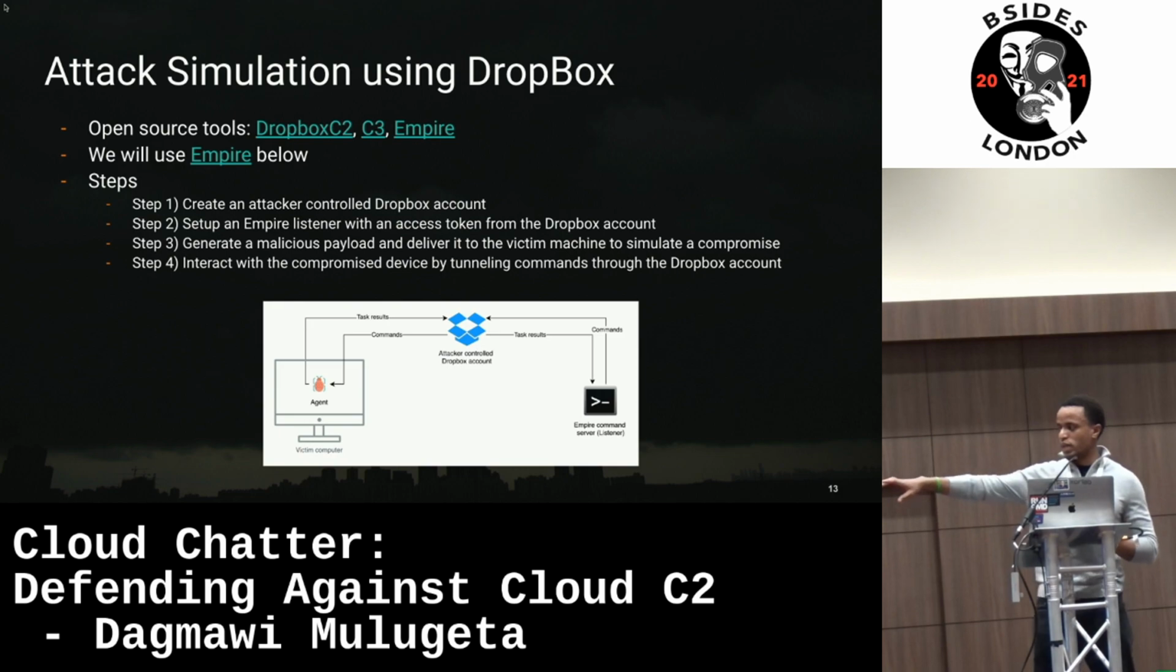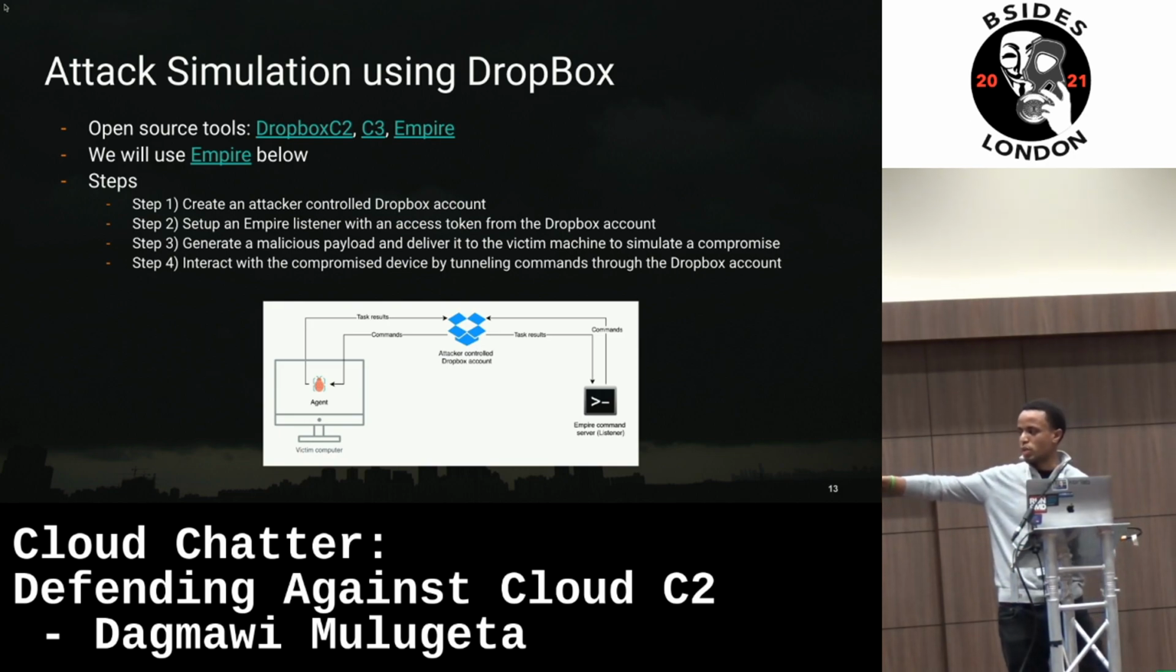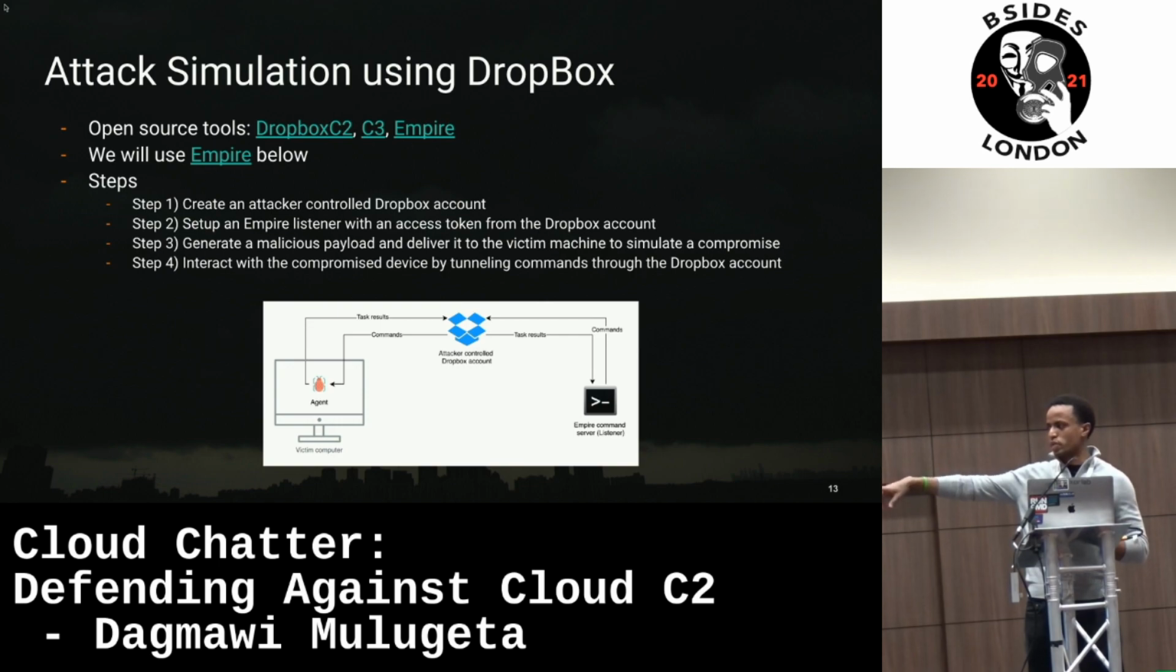So the full attack flow will look like the following: the Empire server is going to upload commands to Dropbox. The malicious process or the agent on the victim is going to pull those commands down, execute them, upload the results back to Dropbox, and then the Empire console is going to pull that down.